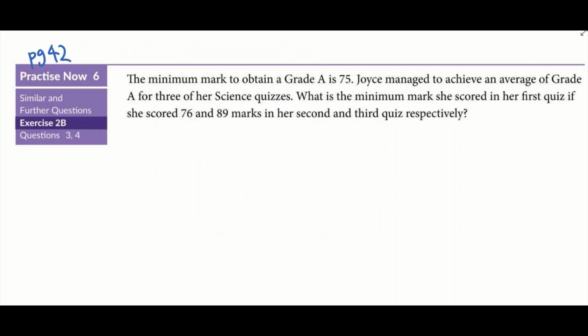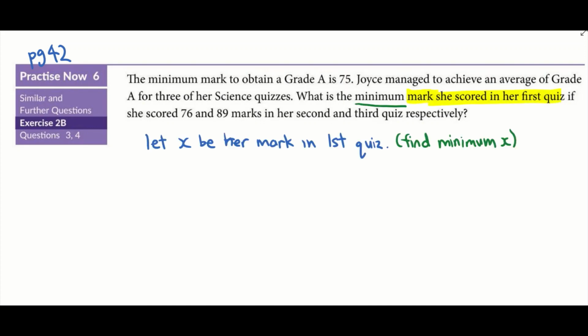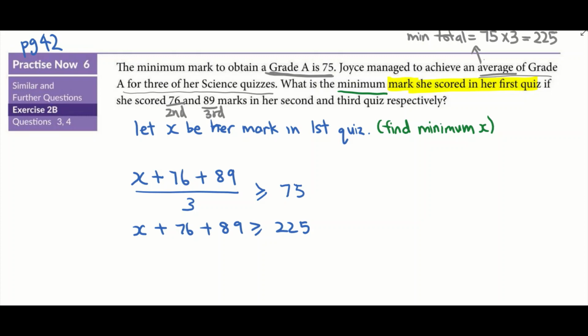Okay, again, this question, there is no X. So I need to define X. What can X be? You define X as her mark in first quiz. That's what you want to find. Then now we write the inequality. Very good. We have formed the first inequality.